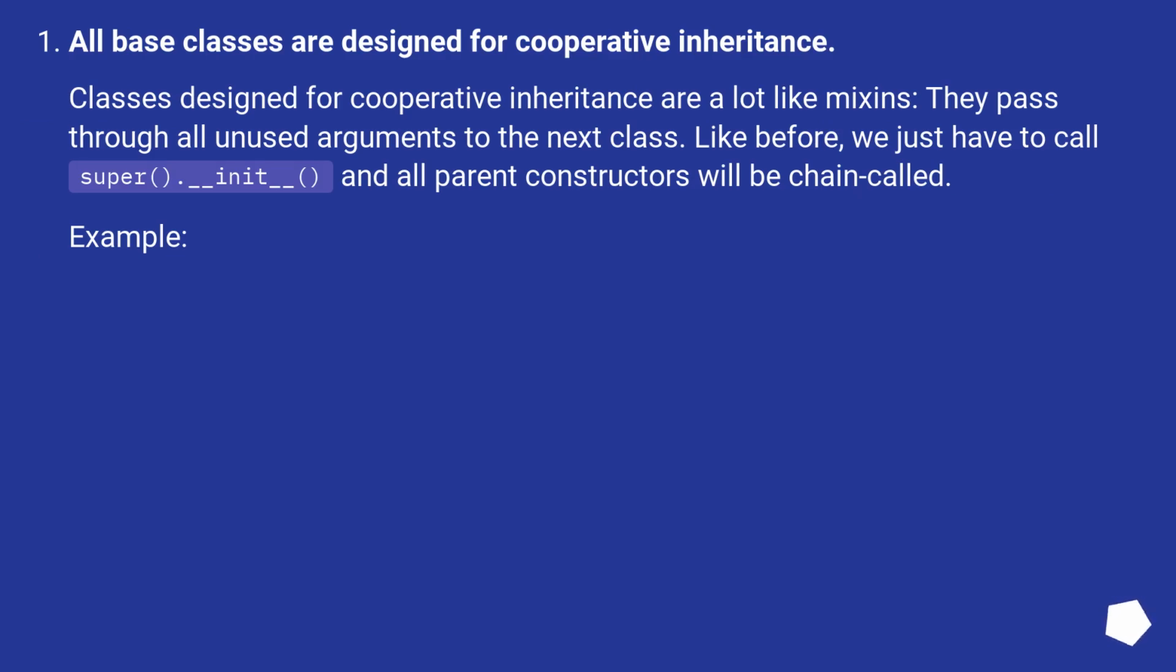All base classes are designed for cooperative inheritance. Classes designed for cooperative inheritance are a lot like mixins. They pass through all unused arguments to the next class. Like before, we just have to call super().__init__, and all parent constructors will be chain called. Example.